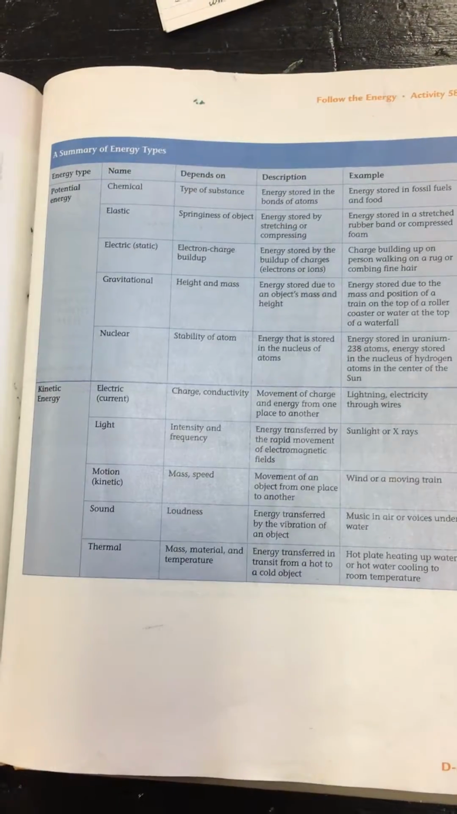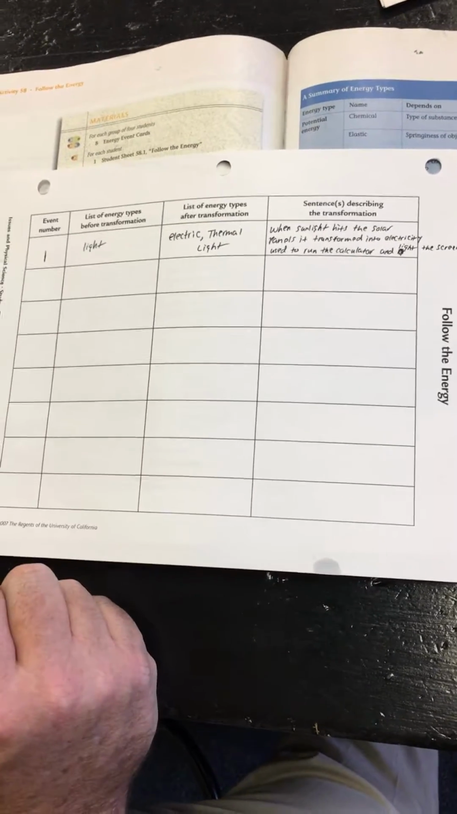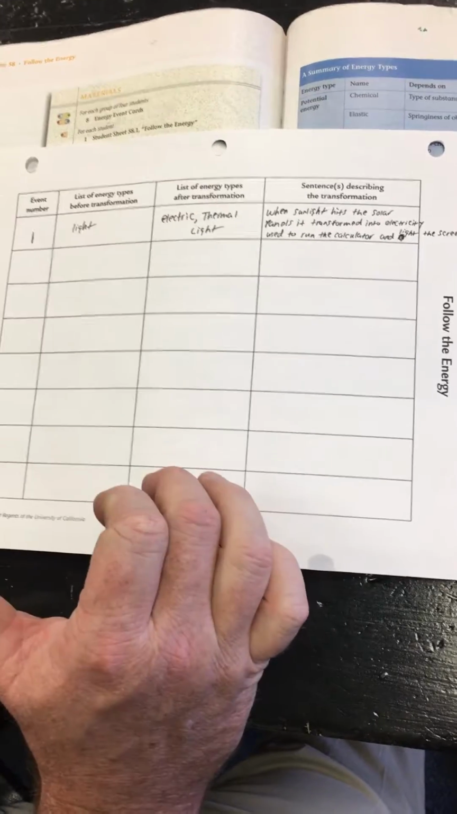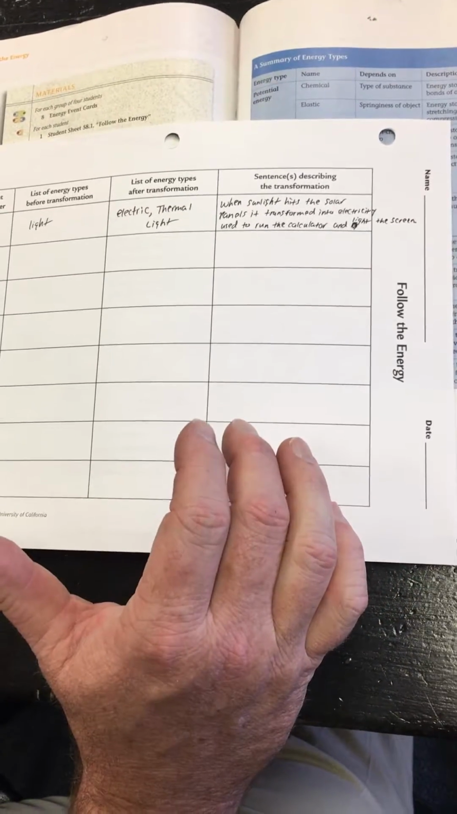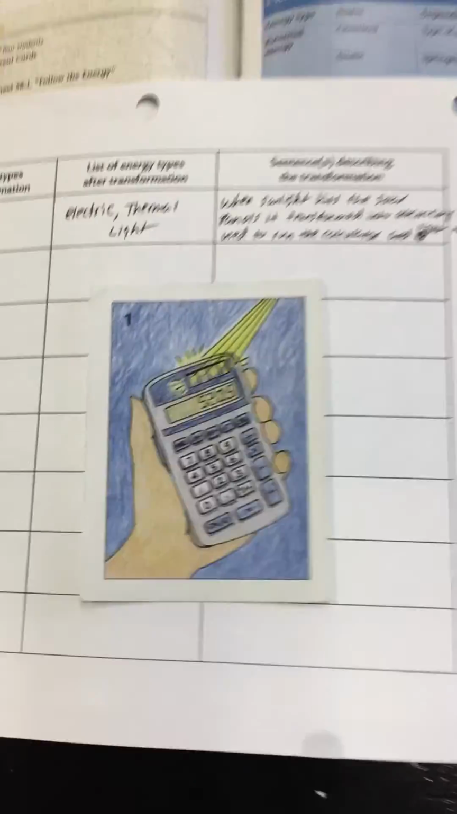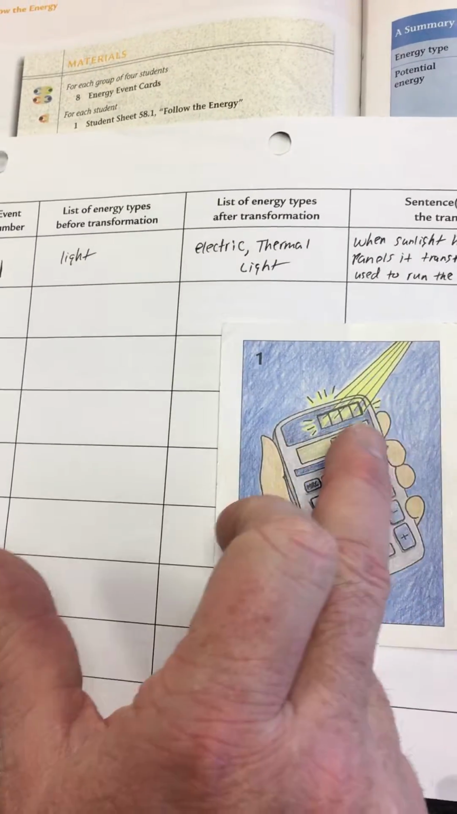So in our activity today, we're going to take 7 cards and complete the worksheet. We're going to put the event, the number of the card, the type of energy before it's transformed, what happens after it's transformed, and then you're going to write a sentence describing the transformation. So this is card number 1. I write here the event number. What types of energy before the transformation?